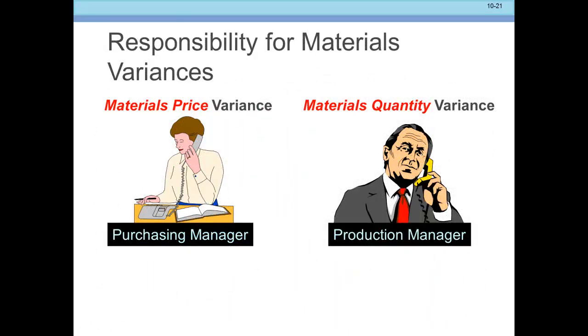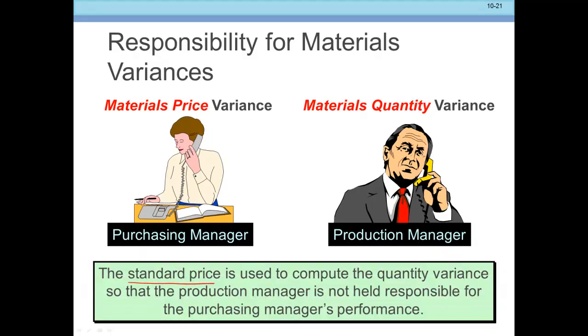Remember, the materials price variance is usually the purchasing manager's responsibility, and the materials quantity variance is usually the production manager's responsibility. The standard price is used to compute the quantity variance so that the production manager is not held responsible for the purchasing manager's performance.